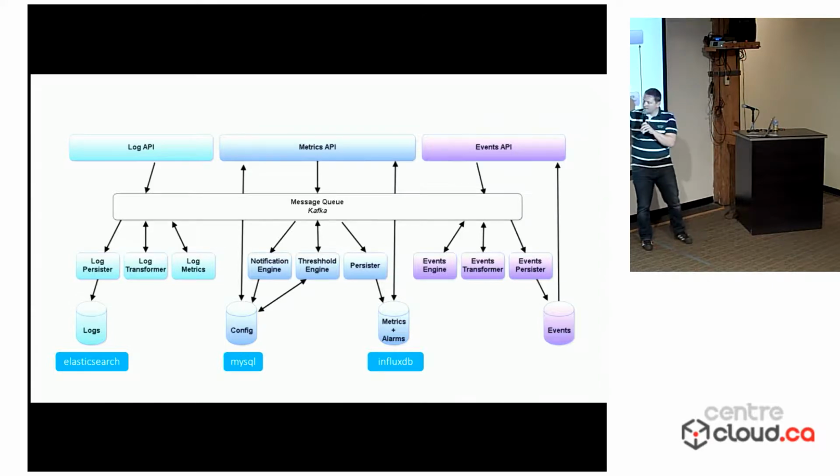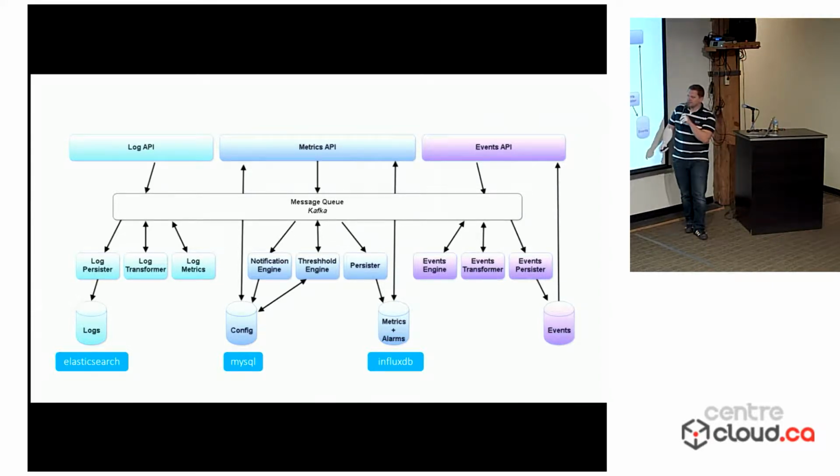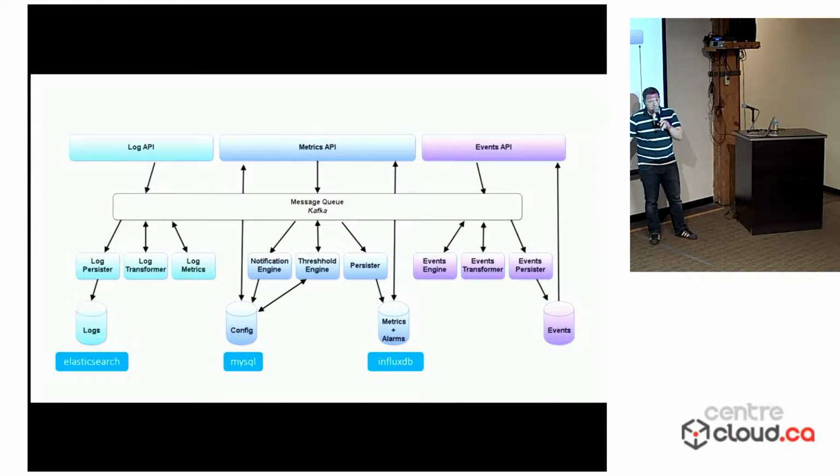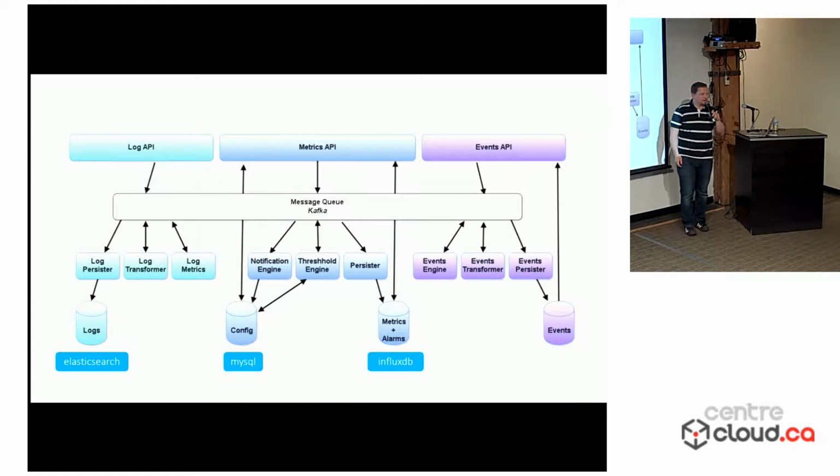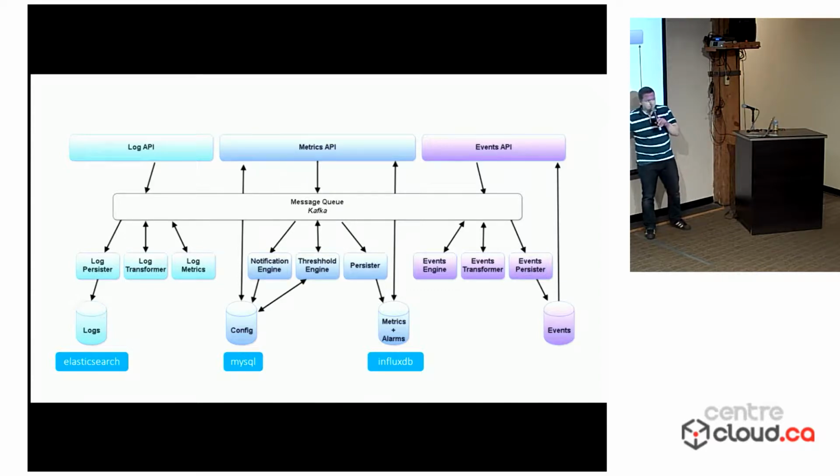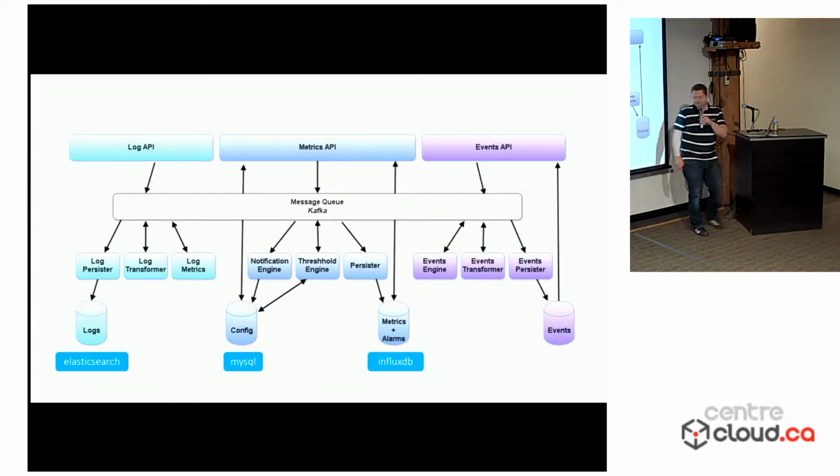If it's about logs, it lands in Elasticsearch again. If it's about configuration data, it lands in MySQL. If it's time series data, like CPU utilization, memory utilization, and stuff like that, it lands in an InfluxDB time series database. So this is basically the architecture of Monasca, and how the components work with each other.